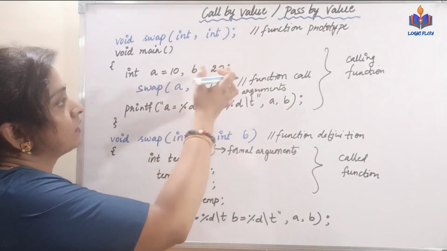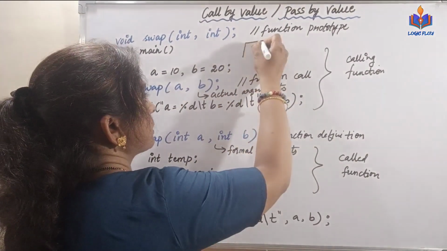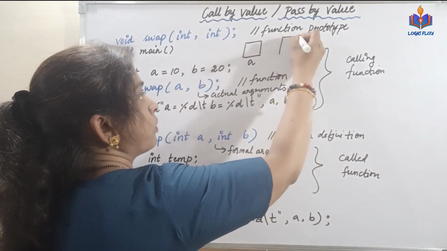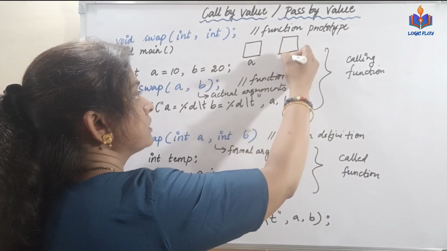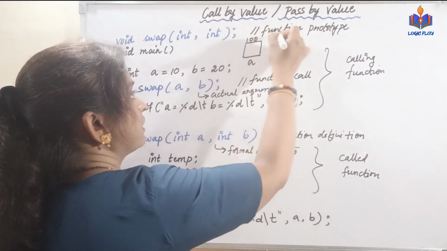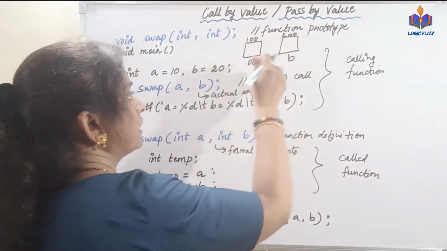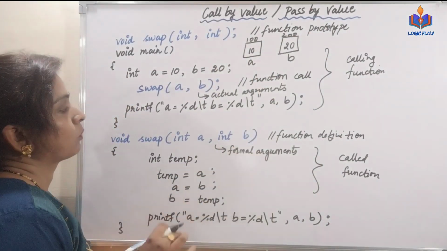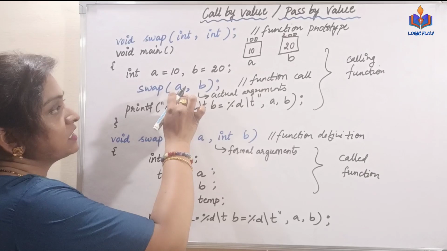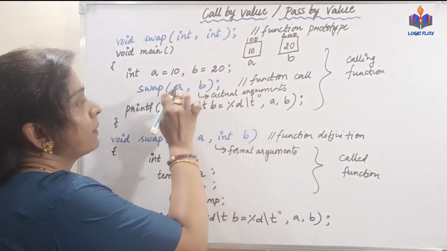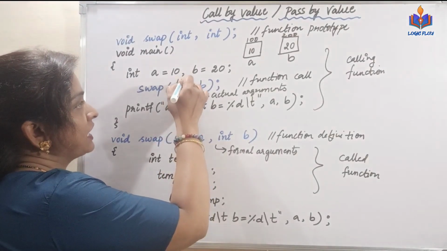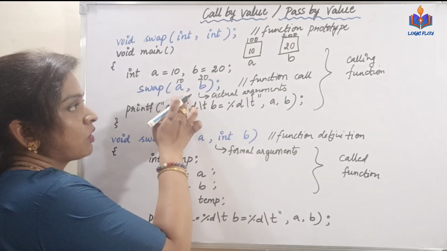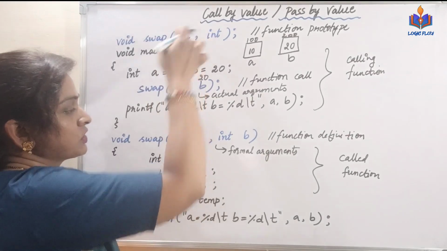So I have declared. As soon as the compiler encounters a variable declaration, memory will be allocated for A and B. Say some address, say this is 100 and this is 200, and the value initialized is 10 and 20. Now I am calling the function by passing the actual arguments. So passing A and B means A is carrying 10 and B is carrying 20, the actual arguments. As soon as the function call is encountered, the control goes to the declaration and then to the definition.